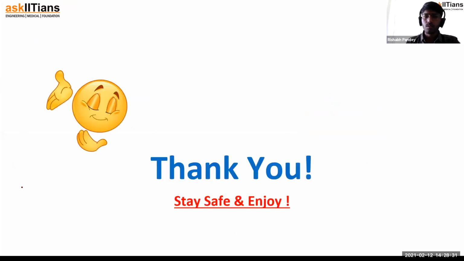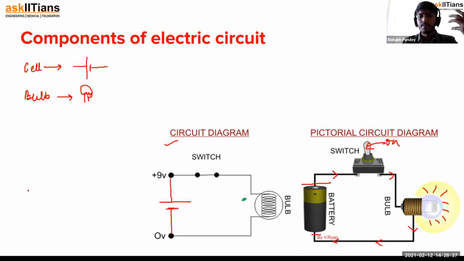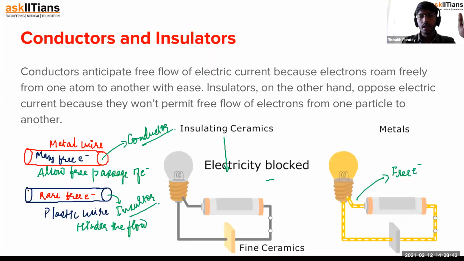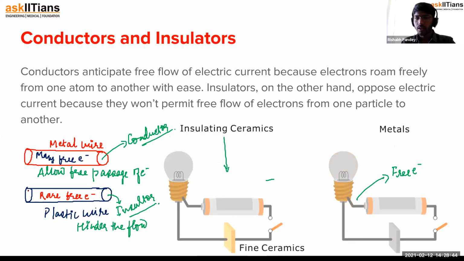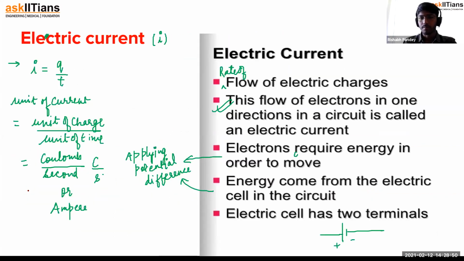Right? So this was regarding the introduction and the electric circuits. We studied the components, the circuit diagram, the symbols. What is current? We studied that, and conductor, insulator, obviously. Then we had the introduction part, right? So please make sure that you are properly revising them.